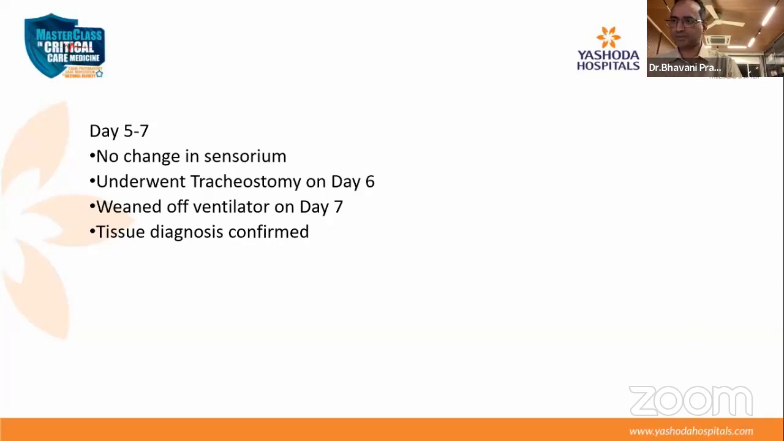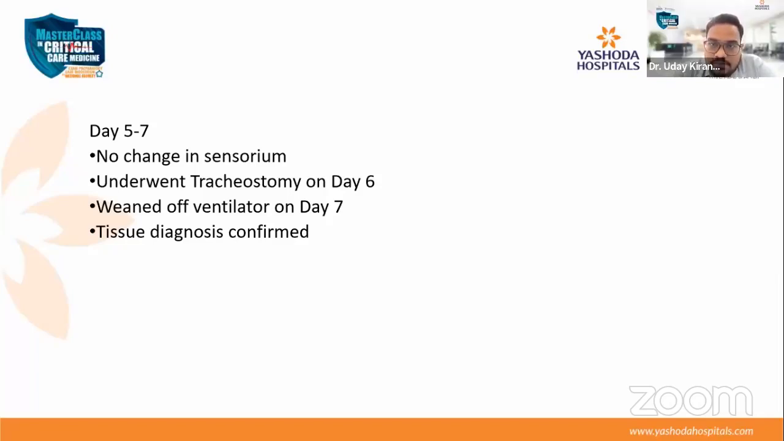So why does HHS have predominant neurological manifestation? Because of the hyperosmolar state, the increased sugars cause a shift of fluid from inside the brain compartment to the intravascular compartment, causing shrinkage of the brain. That causes neurological manifestation in HHS.